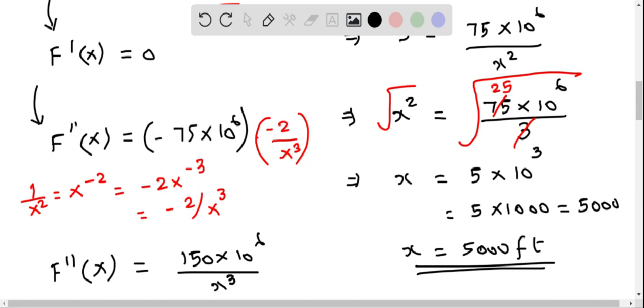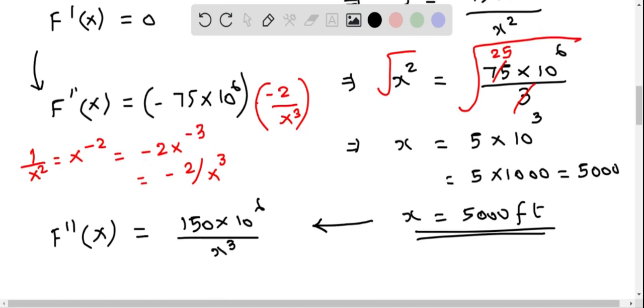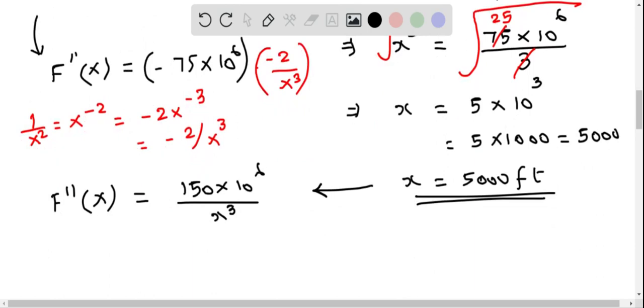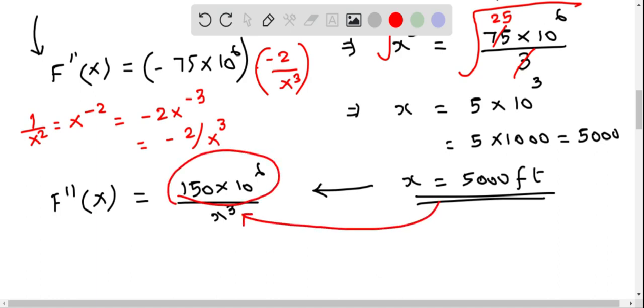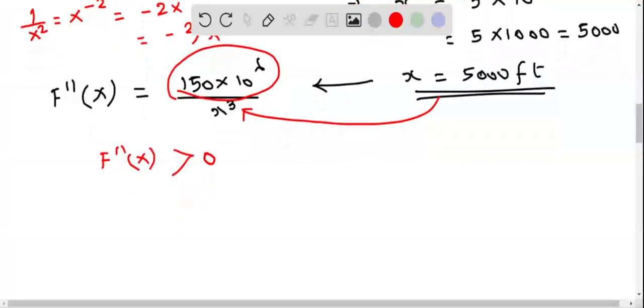We don't need to actually calculate the complete value. Now we have to plug this x into this and determine if it is giving a positive or negative quantity. Remember that all these quantities are positive. 150 times 10 power 6 is positive. And if you plug in x equal to 5000 into this, the cube of this will also be a positive quantity. So we could see that f double prime of x is greater than 0. We don't need to exactly calculate. We just need to determine only the sign, whether it is greater than 0 or less than 0. So we found out that the second derivative is greater than 0, which means according to the calculus second derivative test, this is a point of minimum.